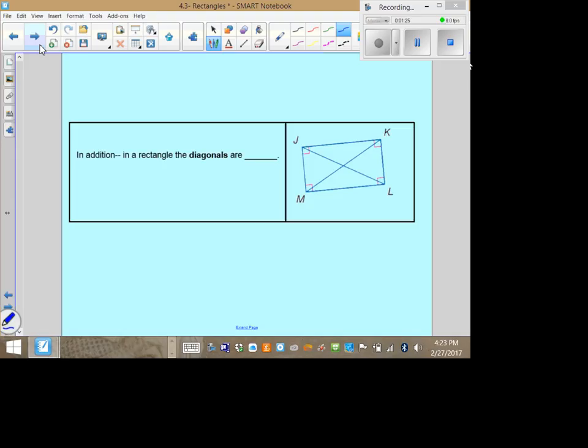In addition, not only is it a parallelogram, but in a rectangle, the diagonals are congruent. So that's saying that this side is congruent to this side. Not just that they bisect each other, but that the diagonals are also congruent.